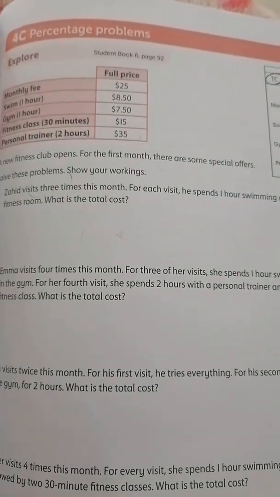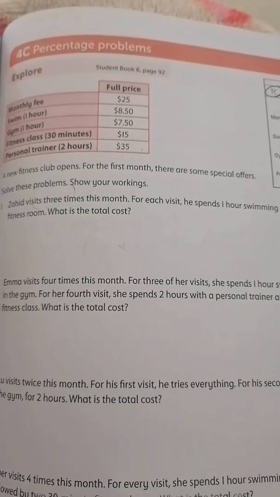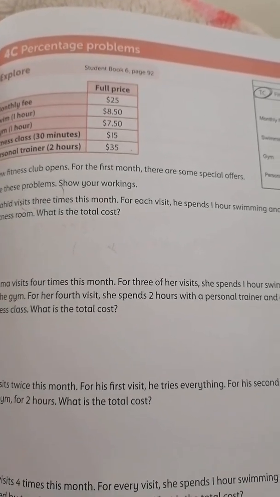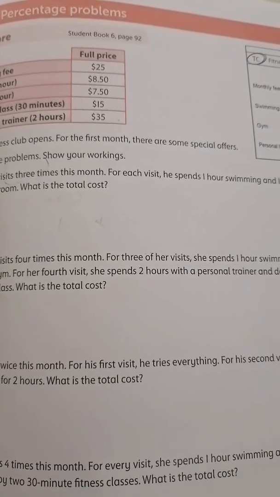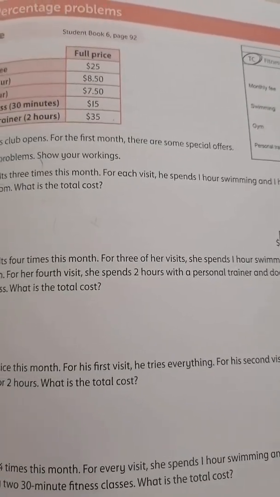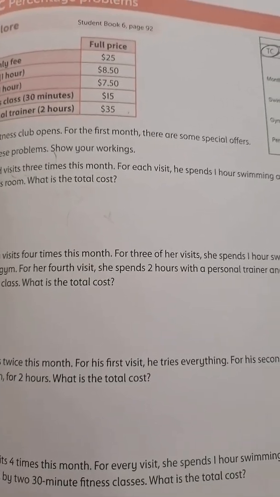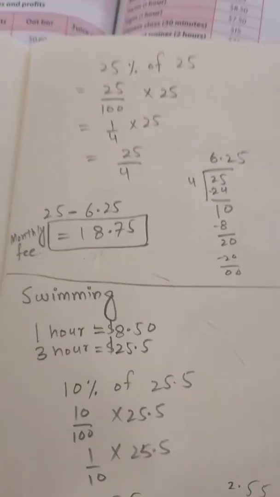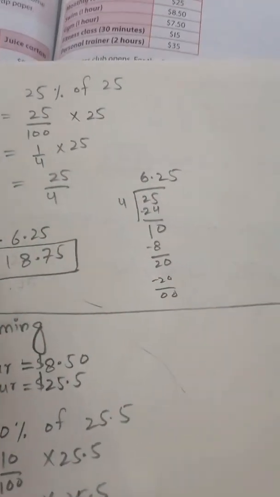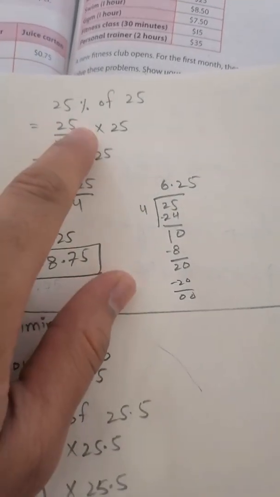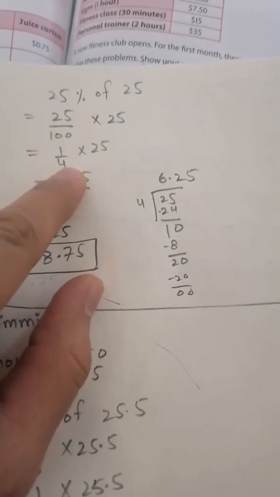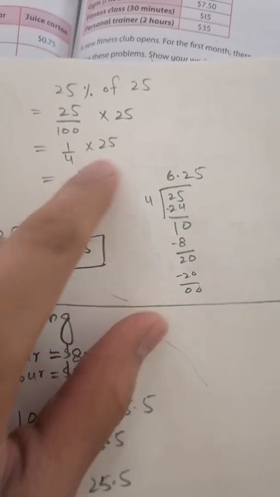So now we need to find how much he should pay the monthly fee, because he will pay only 75%, not 100%, because 25% is off. And we need to find how much he should pay for swimming and for fitness classes. So I did this on a paper. I will show it to you now. Now this one, 25% is off of 25. This 25 means the price, the monthly fee, and 25 is off. So 25% is divided by 100. Off means multiply by 25.